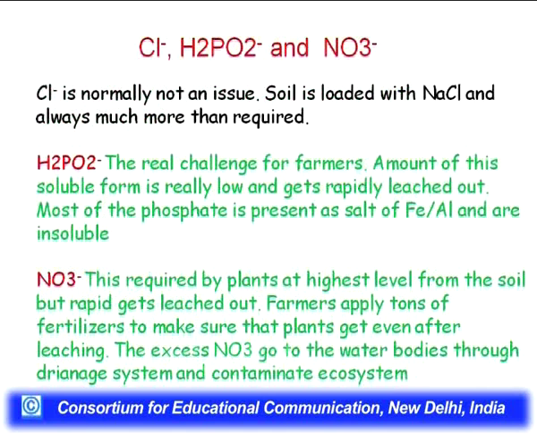Now, you see, chloride is not applied on the soil because soil has abundant chloride and chloride is a micronutrient. So, no farmer applies chloride, but farmers apply a lot of phosphate and nitrate. Phosphate readily reacts with the aluminium and iron, gets insolubilized, and that really does not cause much toxicity, but that is lost to the farmer's pocket.